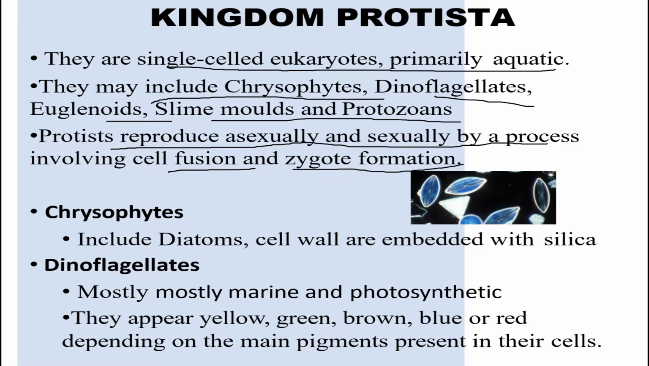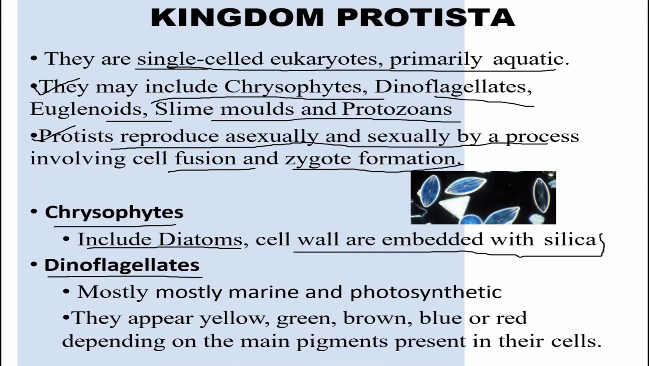These are some terms that you need to remember while studying each of the kingdoms: their reproduction system, some examples, and whether they're single-celled or multicellular. Talking about examples of kingdom protista, we have chrysophytes and dinoflagellates. Chrysophytes include diatoms, whose cell walls are embedded with silica.